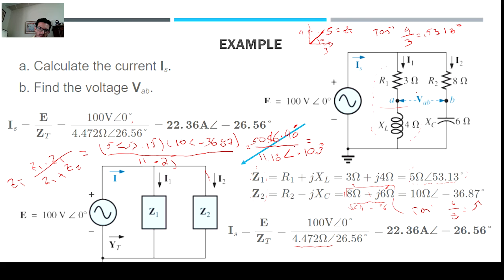Excellent. And the angle is 16.46 minus 10.3, which is 26.56. There you go. So we get the total impedance, and then to find the current, we just need the voltage, which is 100 volts with no phase shift. So 100 divided by 4.47 is 22.3, and 0 minus 26.56 is negative 26.56. So we found our current from the source. Excellent. Now the other question is to find the voltage AB, and this is where we get to use Kirchhoff's law.